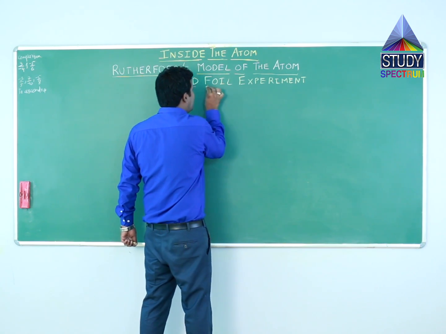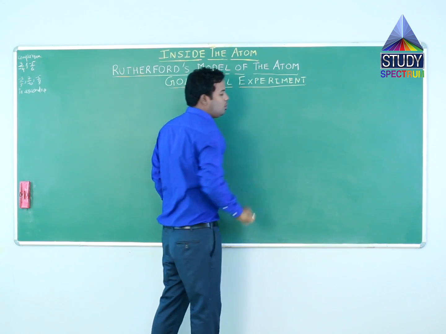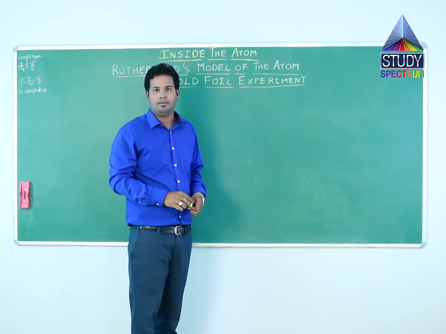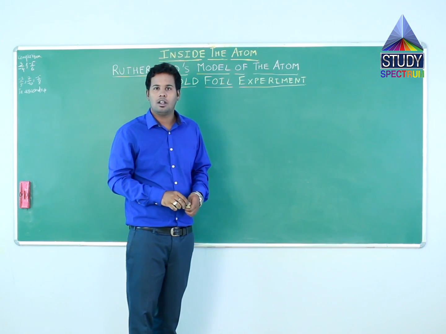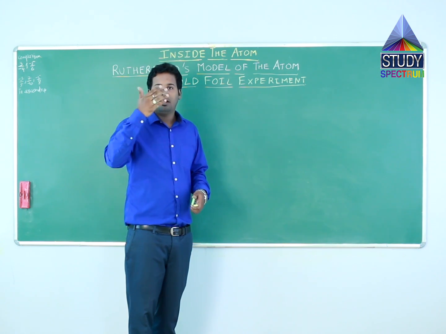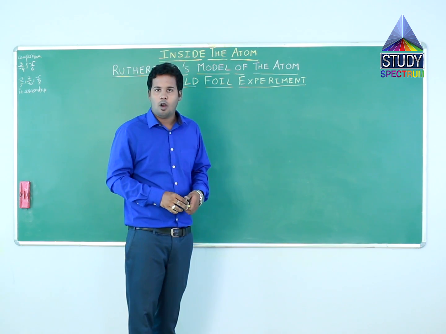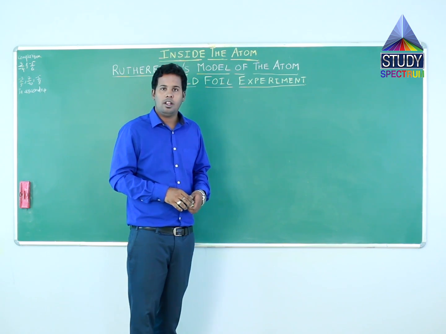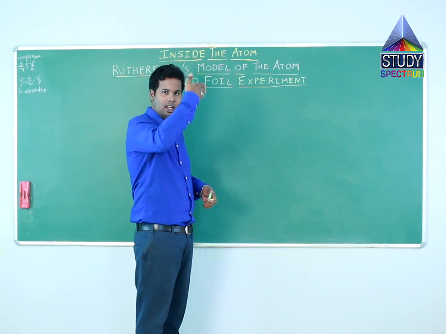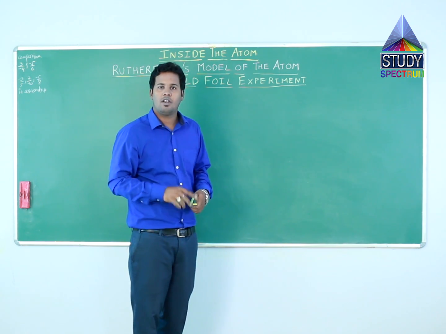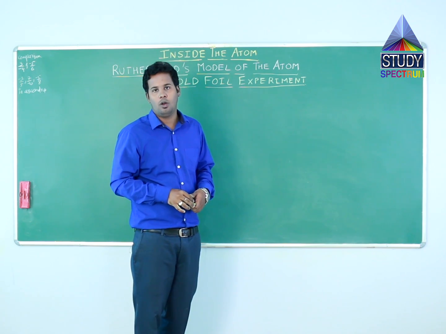Now, there are certain reasons why he chose gold only for this experiment. The very first reason is gold is highly malleable. You can make very thin sheets of gold. And if you make very thin sheets of gold, you can assume you have just a single layer of atoms on that thin sheet. That is the very first reason why he chose gold.